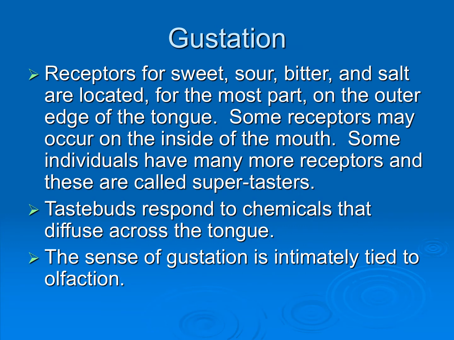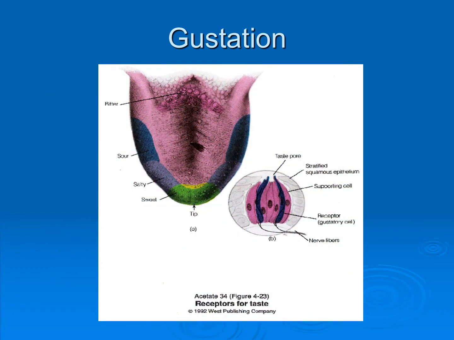Gustation, of course, is the sense of taste. We already talked about that. Super tasters, one of the study questions is, what are they? They're people who have more than the normal amount of taste buds, and they tend to not like spicy foods because of their inordinate number of taste buds. And of course, the kinds of jobs they might have would include food and wine tasting or coffee tasting. There's an image of a tongue. You can see how the taste buds are distributed around the peripheral parts of the tongue.